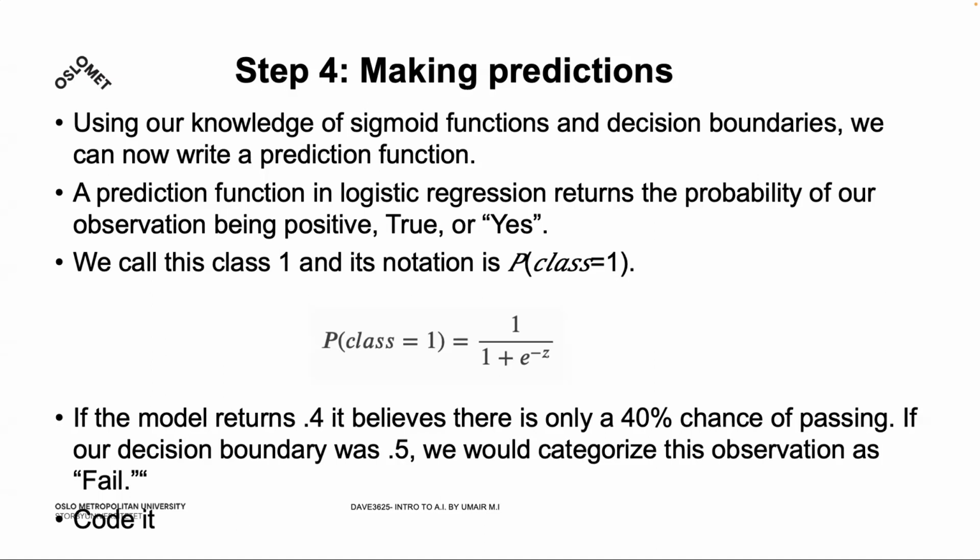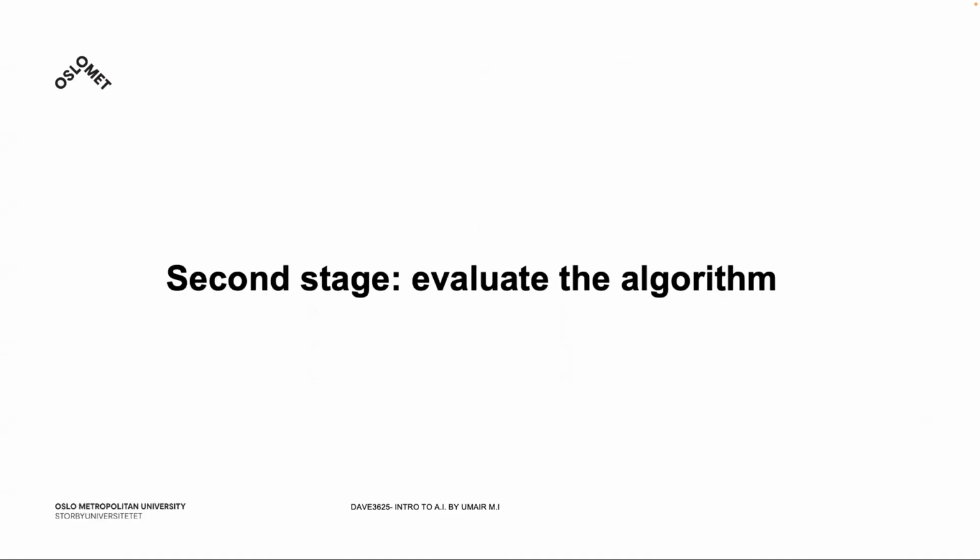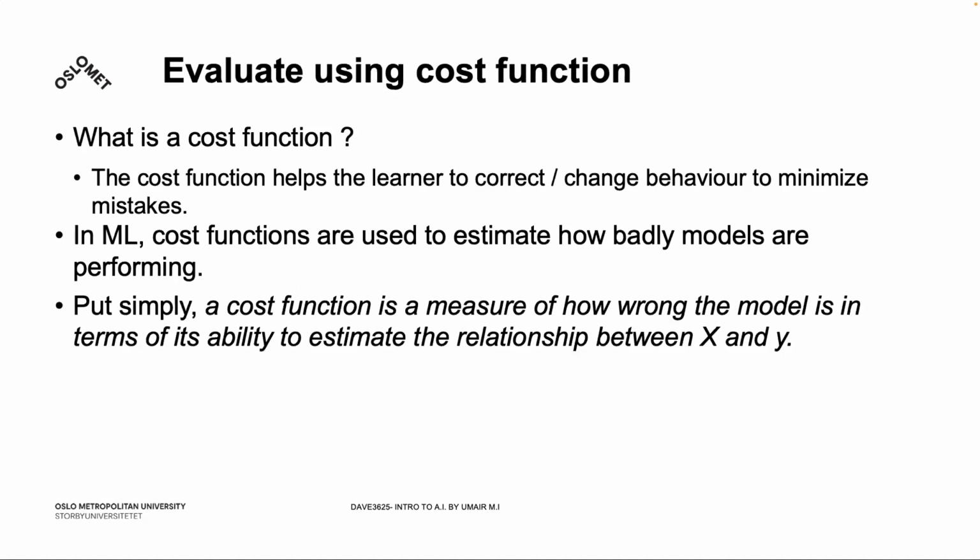Now, if the model gives you 0.4 and you had a threshold value as 0.5, then you know it's a fail. If the model gives you 0.5, it's a pass, and everything above is a pass. And once you are done with the prediction, you kind of evaluate.